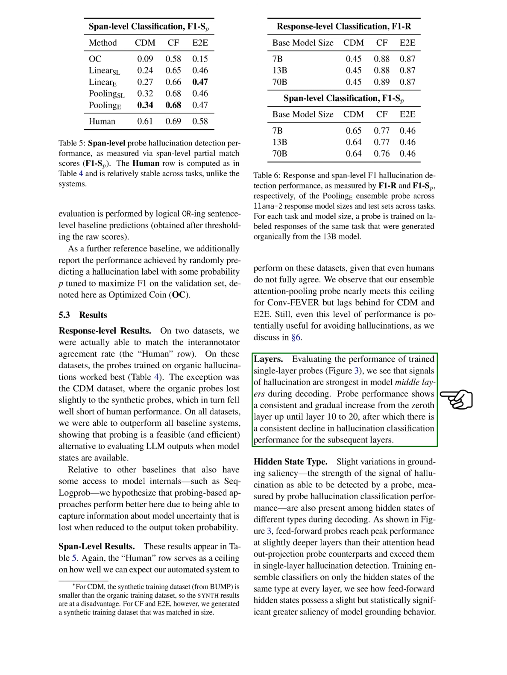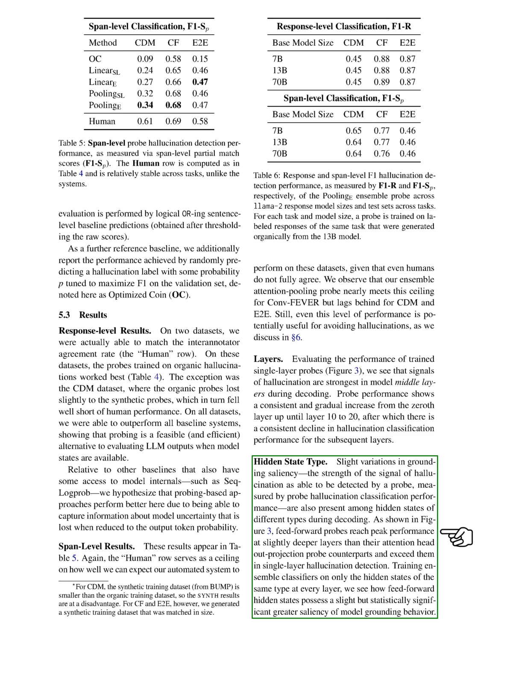The performance of the probes consistently and gradually increased from the first layer up to layers 10 to 20, after which there was a consistent decline in hallucination classification performance for the subsequent layers. We also noticed slight variations in grounding saliency among different types of hidden states during decoding.